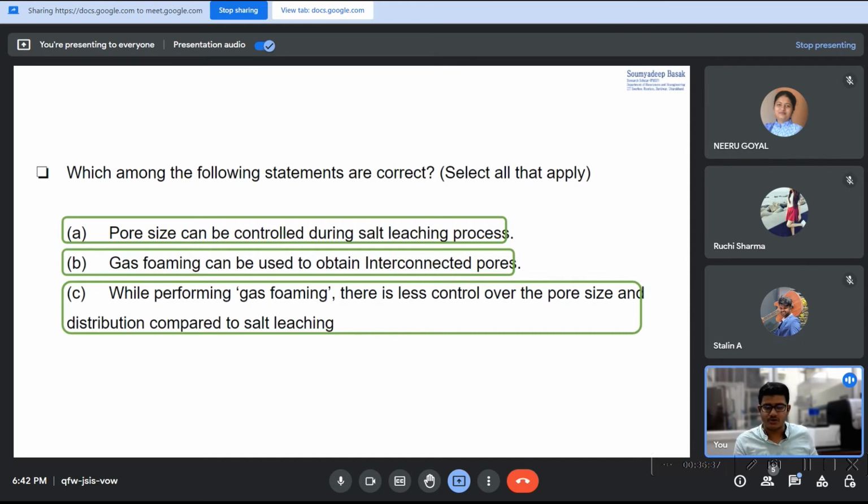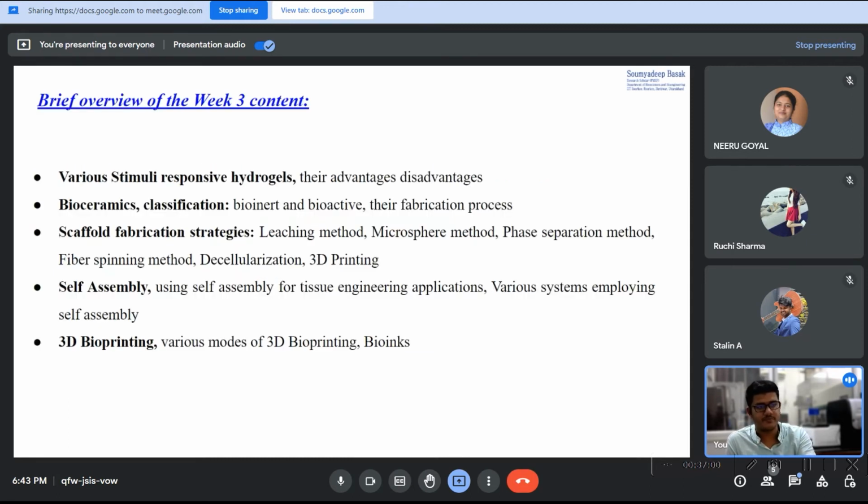While controlled and regular pores we can find in salt leaching. Right? Remember that when we are using salt leaching, the pores may not be interconnected, but there is very much regularity. Interconnected pores we can find in gas forming, but the pore regularization is not there. We cannot find regular pores. Okay. So this is the difference we are talking about.